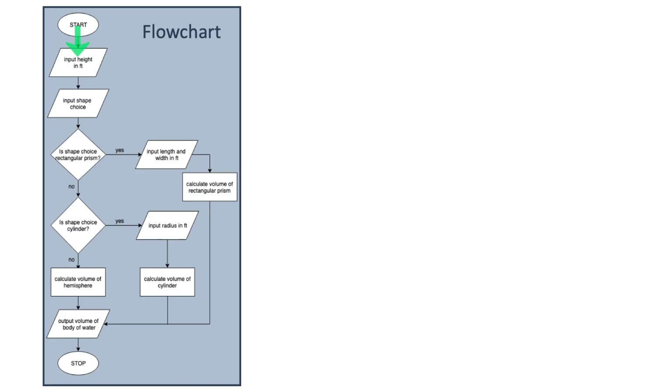Starting at the beginning, we input 5 feet for the height and cone for the shape choice. That would make the first decision no and the second decision no. Then MATLAB will calculate the volume of a hemisphere. So this means that if we put anything other than rectangular prism or cylinder, spelled correctly, our program would output the volume of a hemisphere.